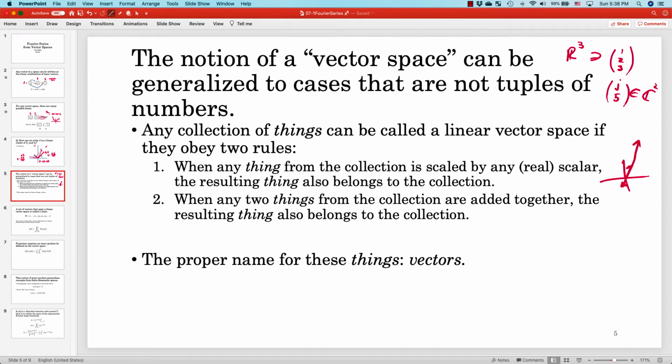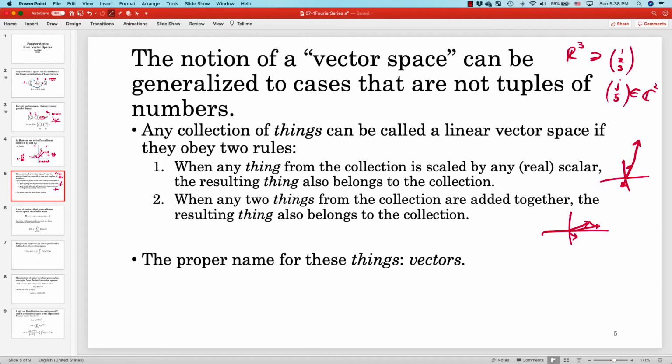And then the second rule is that if you add any two things from the space or from the collection, you are guaranteed to get another thing in the collection. And again, to remind you why this works, pick any two vectors in R2. If you add them together, you get another vector in R2. Okay, there's no way to leave R2 by adding two vectors.